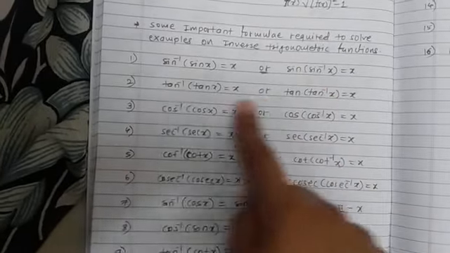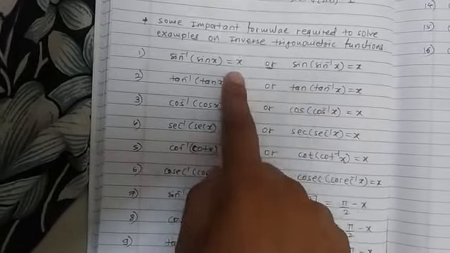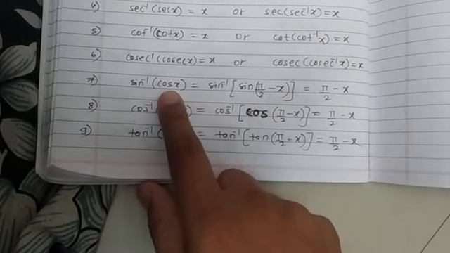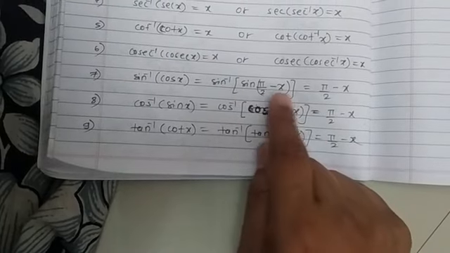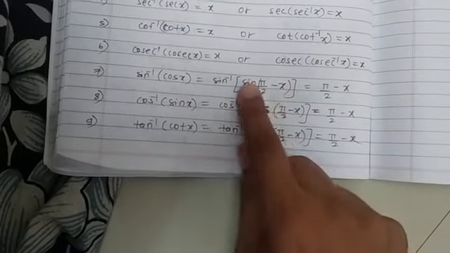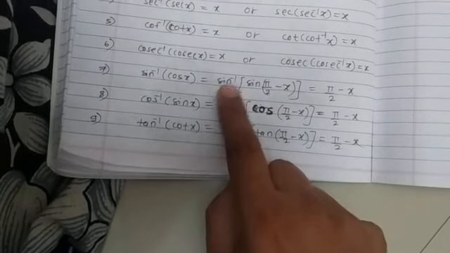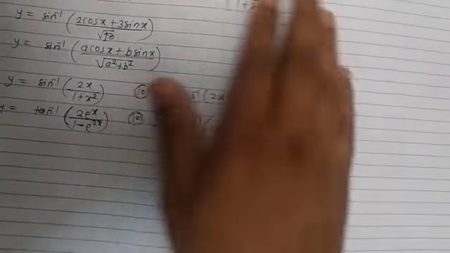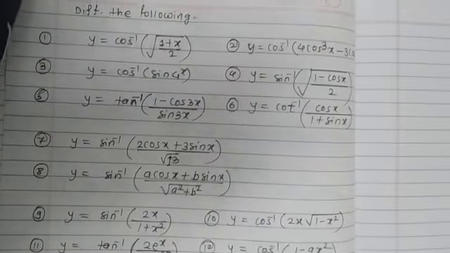Then in some of the examples we are going to use this formula also: sin inverse of sin x is x, then cos inverse of cos x is x, like this. Then in some of the problems we are going to use sin inverse of cos x. We know that sin of pi by 2 minus theta is cos theta. Therefore, if I replace this cos x by sin of pi by 2 minus x, then sin inverse and sin vanish and you get pi by 2 minus x. So these are some formulas to use in such examples. Okay, let us solve one by one.